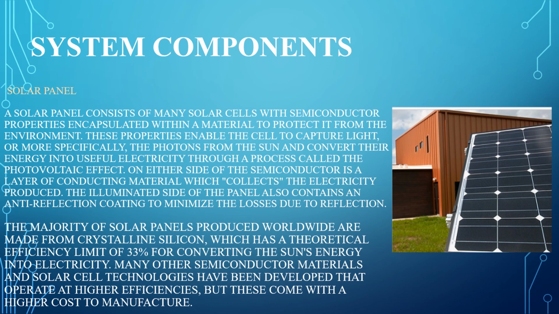The majority of solar panels produced worldwide are made from crystalline silicon, which has a theoretical efficiency limit of 33% for converting the sun's energy into electricity. Many other semiconductor materials and solar cell technologies have been developed that operate at higher efficiencies, but these come with a higher cost to manufacture.